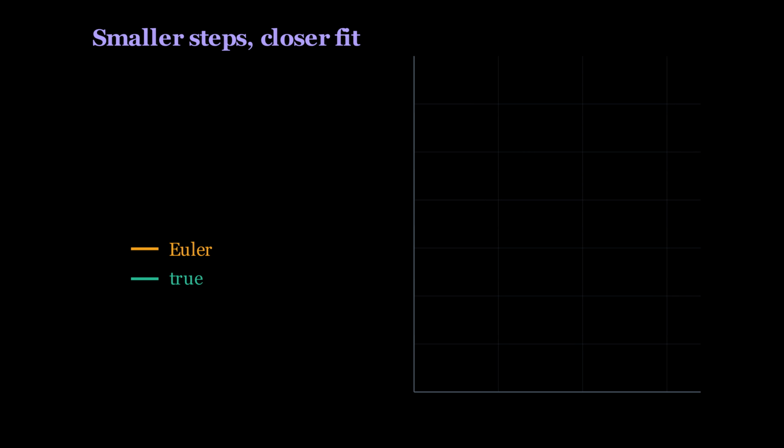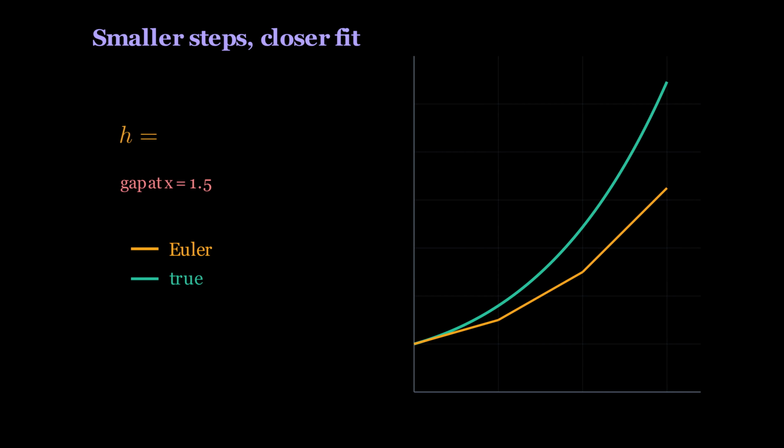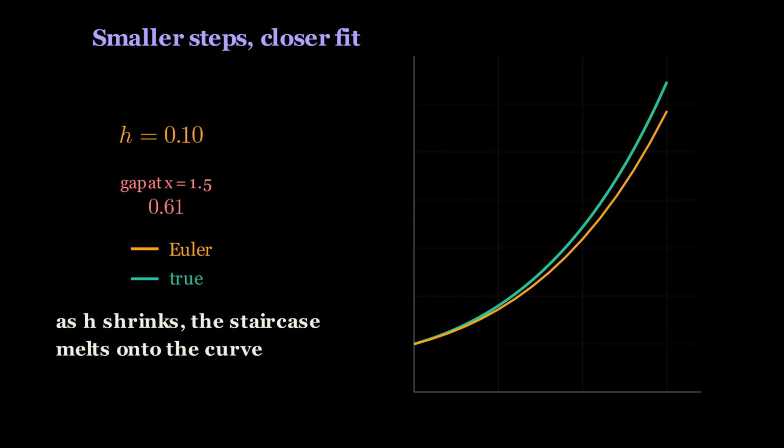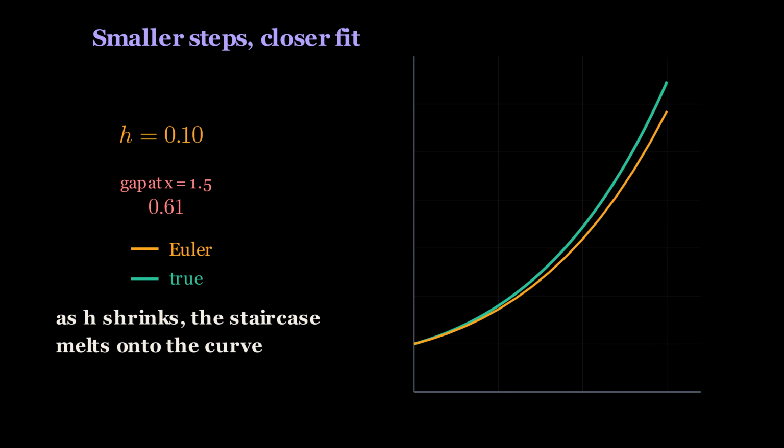Smaller steps. Start with h equal to 0.5. The coarse, jagged staircase, and a gap of over 2 at x equals 1.5. Now watch as I shrink the step continuously. The staircase tightens. The gap number tumbles toward 0, and Euler melts onto the exact solution. In the limit, as h goes to 0, they become one curve. The price is more steps.